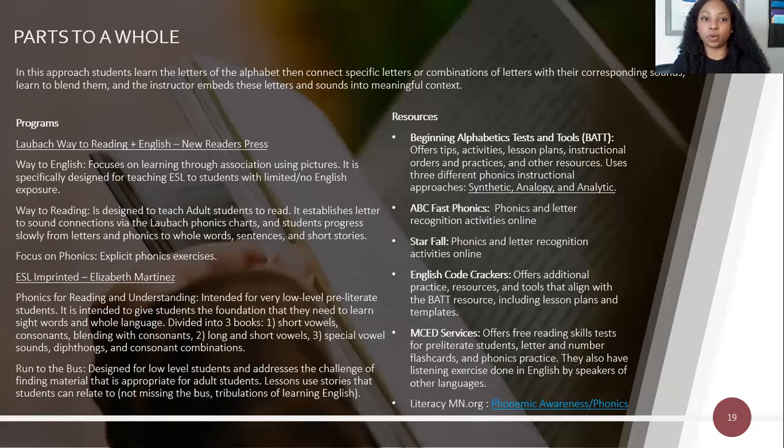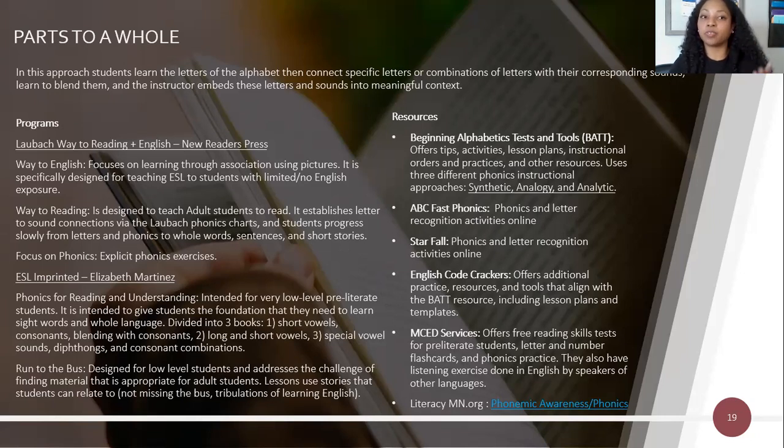With Laubach Way to English, it focuses on learning through association using pictures. And it was actually developed specifically for ESL students with limited to no English exposure. Way to Reading is designed to teach adult students to read, so it's a really good step up from that.